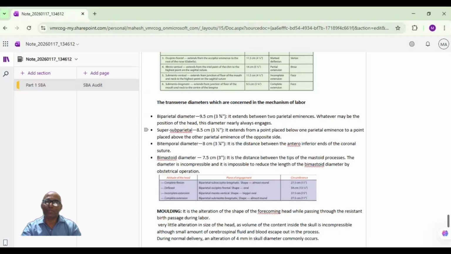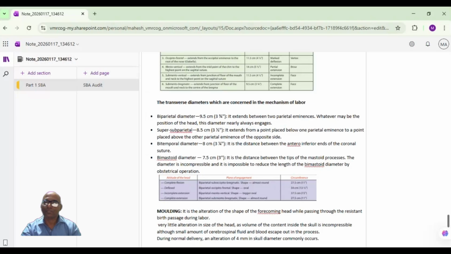You have bitemporal and super subparietal. Super subparietal is one side below the parietal eminence and the opposite side at the parietal eminence. So from 9.5 it becomes 8.5, and the 8 is bitemporal, the distance between the anterior inferior ends of the coronal suture. Bitemporal has also not been asked, but bitemporal and bimastoid you should remember.